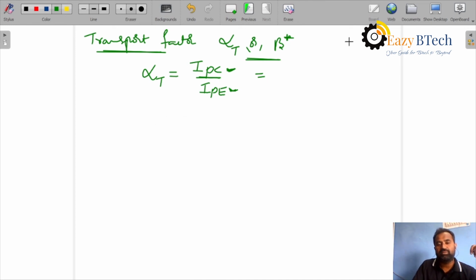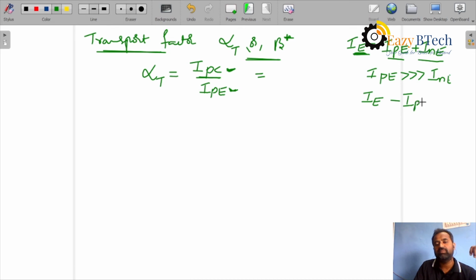Okay, now we will represent. We know that IE is equal to IPE plus INE. Across the emitter junction and the collector junction, the currents are IPE and INE. We know that IPE is far greater than INE. Now we simply write IE is equal to IPE.